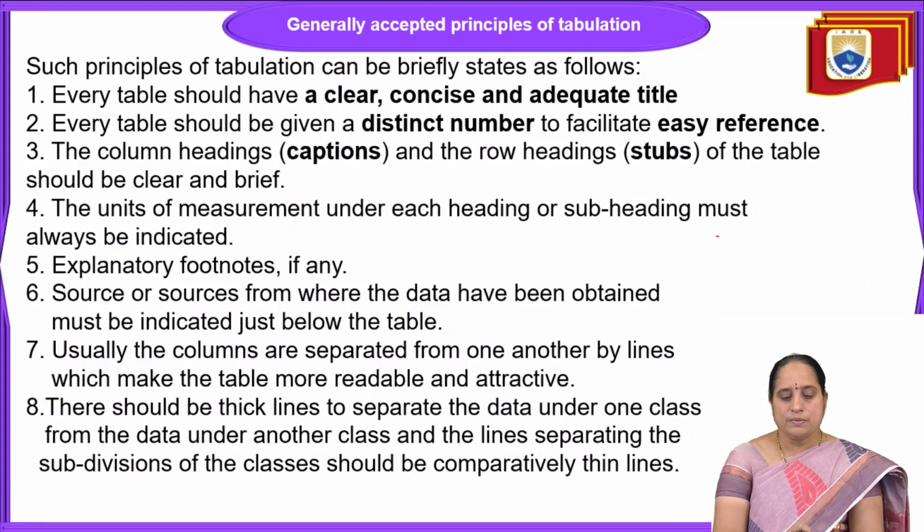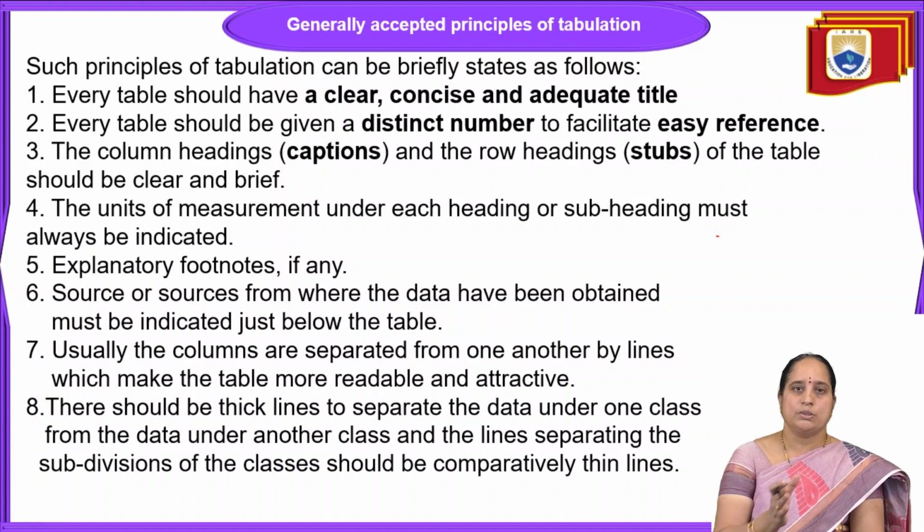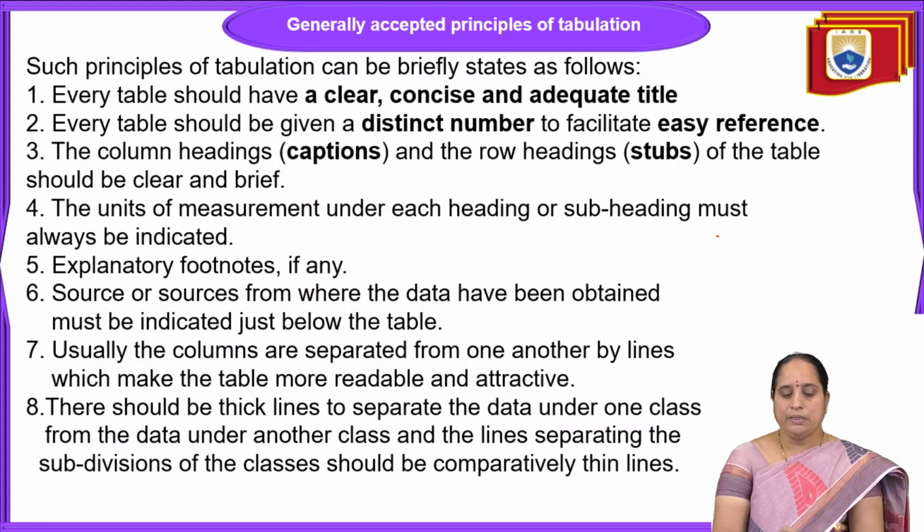Usually the columns are separated from one another by lines, which make the table more readable and attractive. So just by using lines to separate one column from another, it becomes easy to read and makes the table very attractive. And there should be thick lines to separate the data under one class from the data under another class, and the lines separating subdivisions of the classes should be comparatively thin.